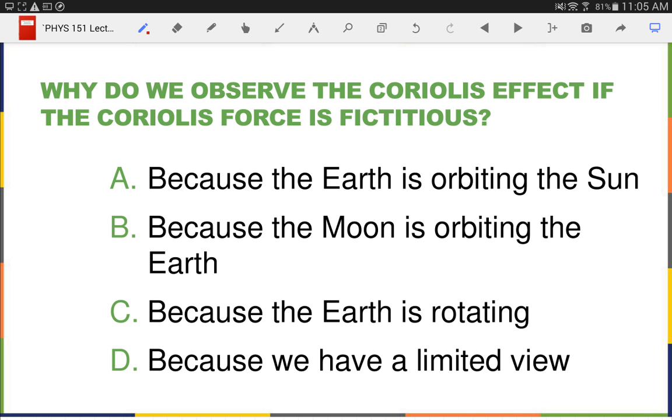Nope, got to have the question on this first. Why do we observe the Coriolis effect if the Coriolis force is fictitious? It doesn't exist.